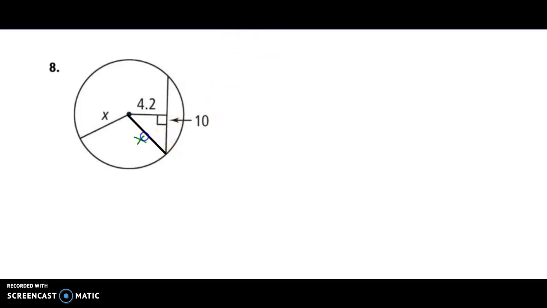So this is x. And we also learned that if a radius is perpendicular to a chord, it actually bisects it. So this is actually, I'm going to make this red, this is actually 5 right here. So then we have this right triangle. The radius x ends up being the hypotenuse. So we have 4.2 squared plus 5 squared is equal to x squared, and you can solve it from there.